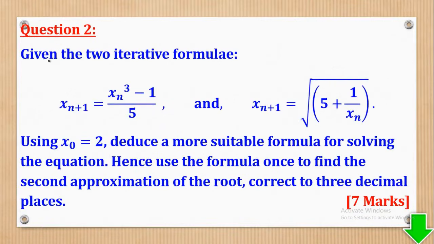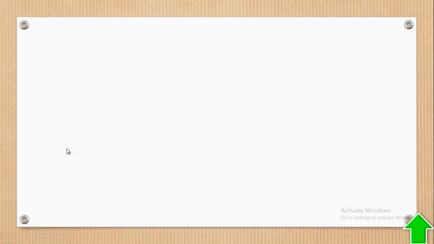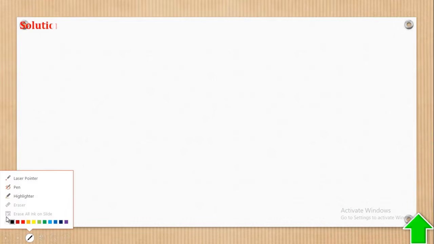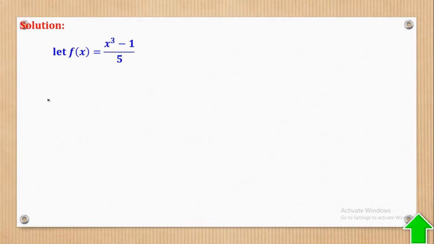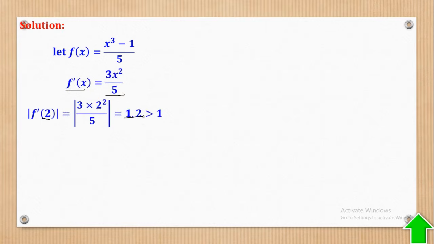Question 2 says, given two iterative formulae, this and this, using x0 as 2, deduce a more suitable formula for solving the equation, and hence use the formula once to find the second approximation of the root correct to 3 decimal places. So the first formula, we are going to first differentiate it to come up with this. Then I'll substitute my initial approximation to come up with 1.2, which is greater than 1. So what does that mean?